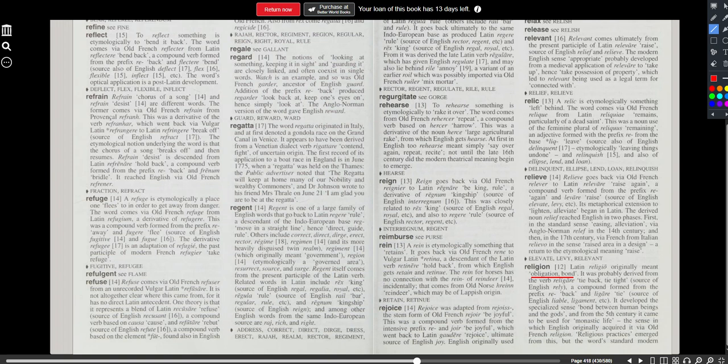And then they tell you, hey, it was probably derived from the verb of this word, meaning tied back, right? This does not mean shackles. This has nothing to do with slavery.